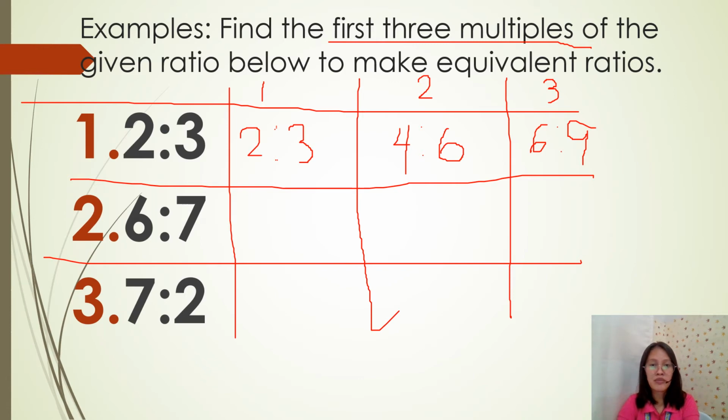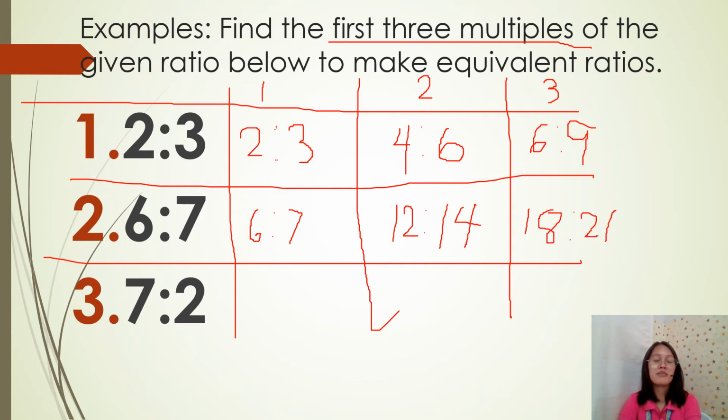If we multiply both terms by 1, ano po yung magiging sagot natin? So, we have 6 is to 7. Kapag naman by 2, we have 12 is to 14. And kapag naman by 3, we have 18 is to 21. So, ganun lang po kasimple ang pagkuha ng equivalent ratio. All you have to do is to multiply your given ratio by one counting number.